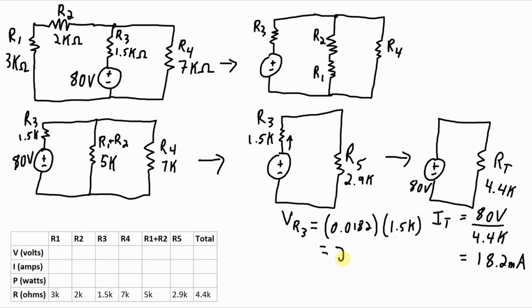So VR3 is 27.3 volts. And VR5, well, I can calculate VR5 a couple of ways. I am going to go using Kirchhoff's voltage law. So 80 volts from the source minus 27.3 volts across VR3 is going to be what's left for VR5. And that's 52.7 volts. Okay, I'm going to start filling in the table here.